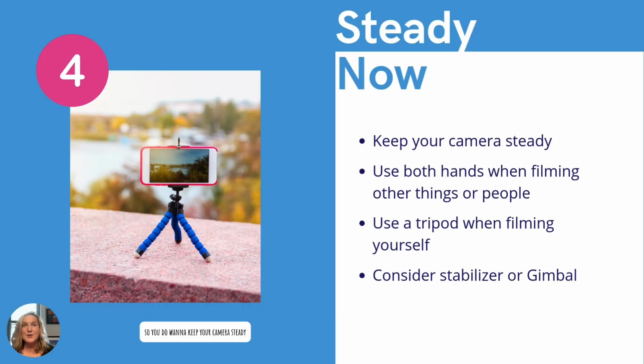So you do want to keep your camera steady. You don't want it bobbing around a lot when you're trying to share something with somebody. Now, one of the things you can do, especially when you are filming not yourself but outward, is to hold your camera with both hands. And you can see all of me, but hold your elbows into your side, hold your camera with both hands.